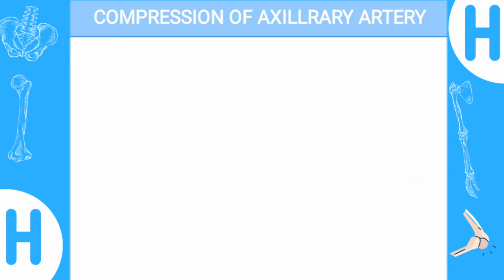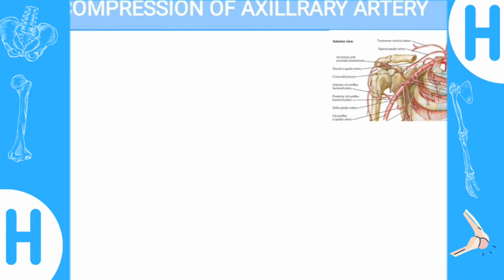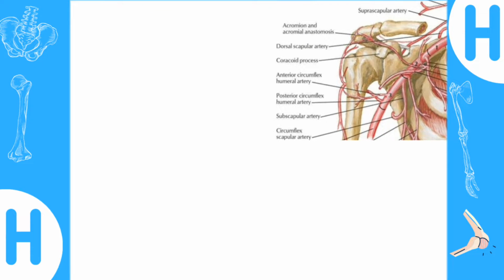Okay guys, our today's topic is about compression of the axillary artery. In case of profuse bleeding, we have to compress the axillary artery at different locations. So in the diagram you can see the first part of the axillary artery, the second part and the third part of the axillary artery.